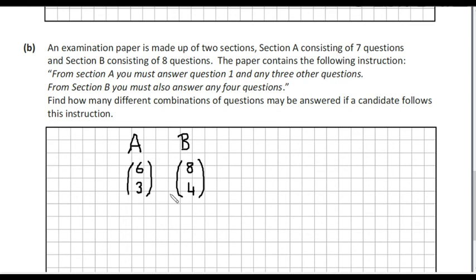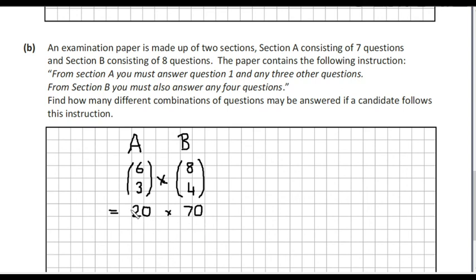Now the question is whether you add these together or multiply them, and the answer to that is you're going to be multiplying them. I'll explain why in a second. So 6 choose 3, if you put that into the calculator, you're going to get 20. And then if you put 8 choose 4 into the calculator, you're going to get 70. And the reason we multiply here is because that's the number of ways we can pick our questions from section A. That's the number of ways we can pick our questions from section B.